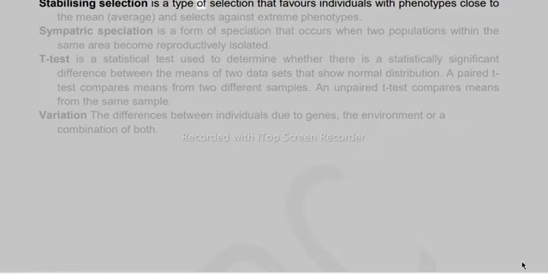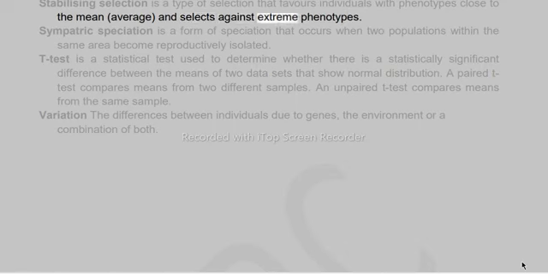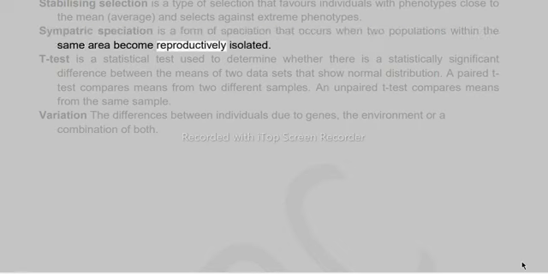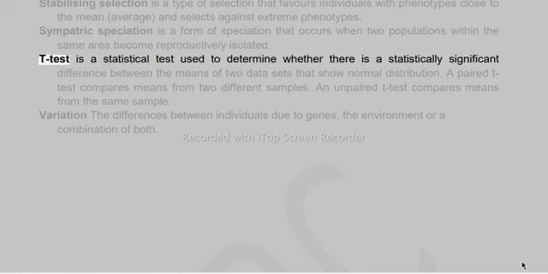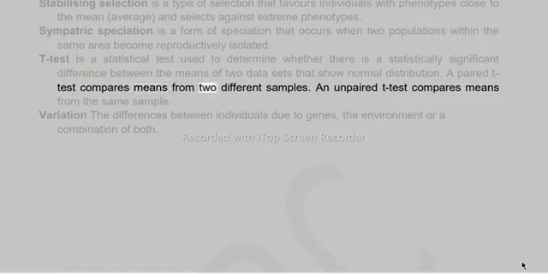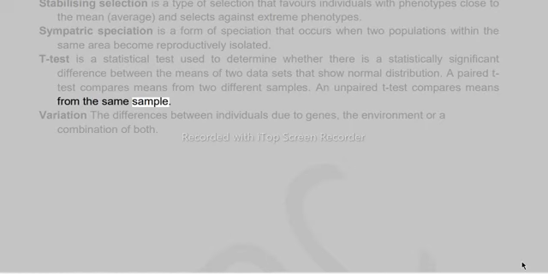Stabilizing selection is a type of selection that favors individuals with phenotypes close to the mean, average, and selects against extreme phenotypes. Sympatric speciation is a form of speciation that occurs when two populations within the same area become reproductively isolated. T-test is a statistical test used to determine whether there is a statistically significant difference between the means of two data sets that show normal distribution. A paired t-test compares means from two different samples. An unpaired t-test compares means from the same sample. Variation: the differences between individuals due to genes, the environment, or a combination of both.